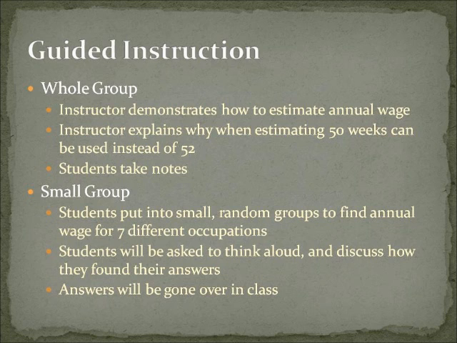In the small group component, students were put into small random groups to find annual wage for 7 different people. Students were asked to think aloud and discuss how they found their answers, and afterwards we went over answers as a whole class. As I went from group to group, students were given positive encouragement and feedback.